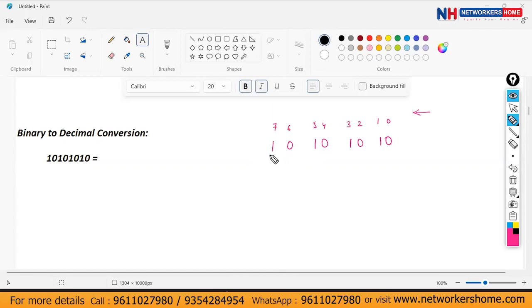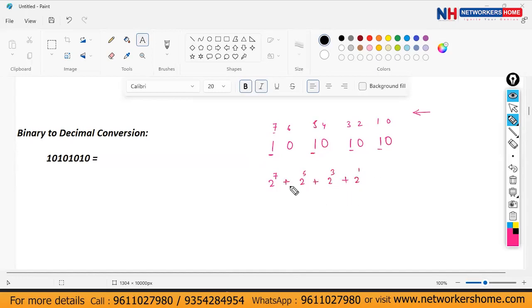Now anywhere you see a one in the binary number, say there is one here, what is the place value? 7. So just write 2 raised to power 7. Now next, where is the 1? 5, so 2 raised to power 5. Then 3, so 2 raised to power 3. And then 1, so 2 raised to power 1. And you just need to add these numbers.